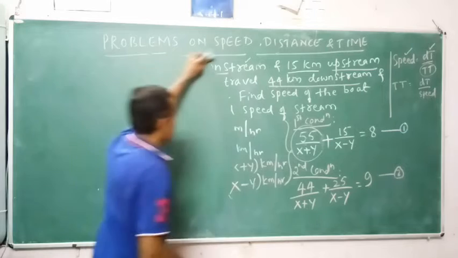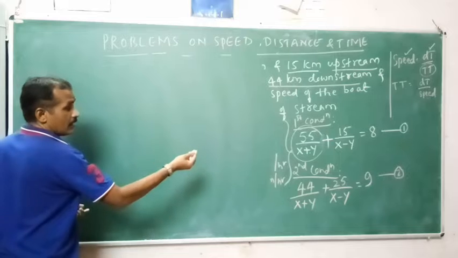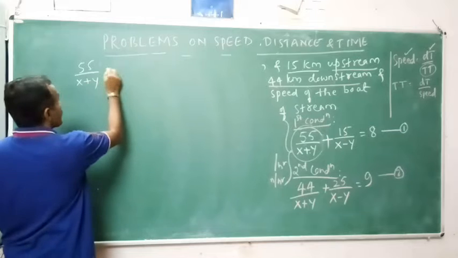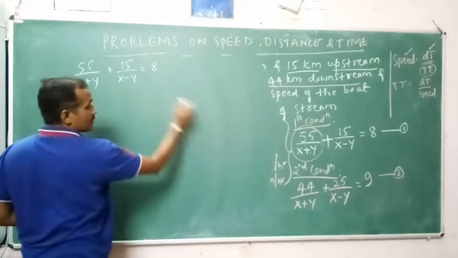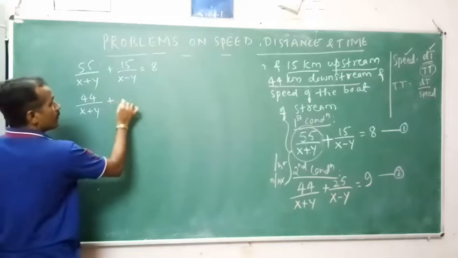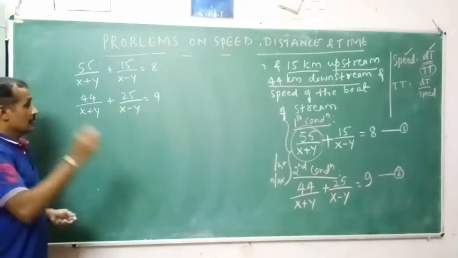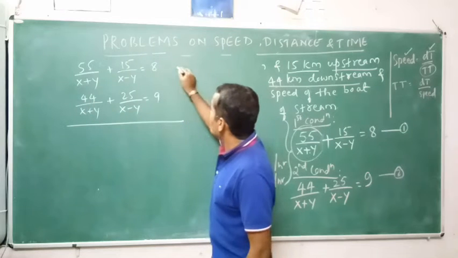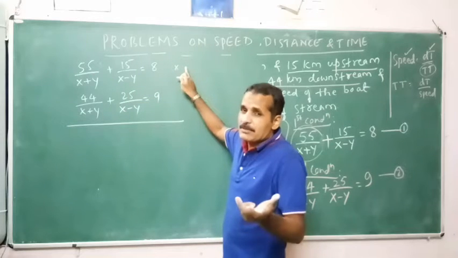Both the equations. What I can do? 55 divided by x plus y plus 15 divided by x minus y is equal to 8. 44 divided by x plus y plus 25 divided by x minus y is equal to 9. I can multiply here either by 44 or by 25. Elimination method you know very well.